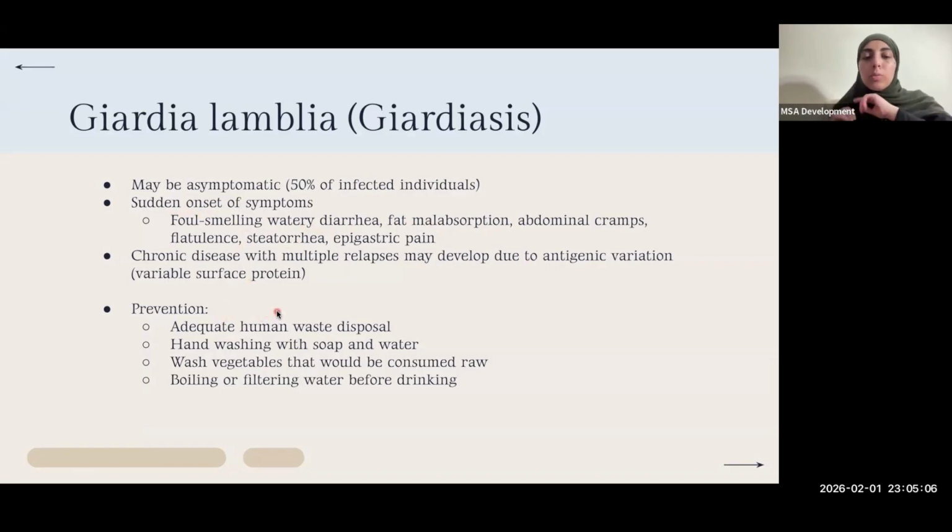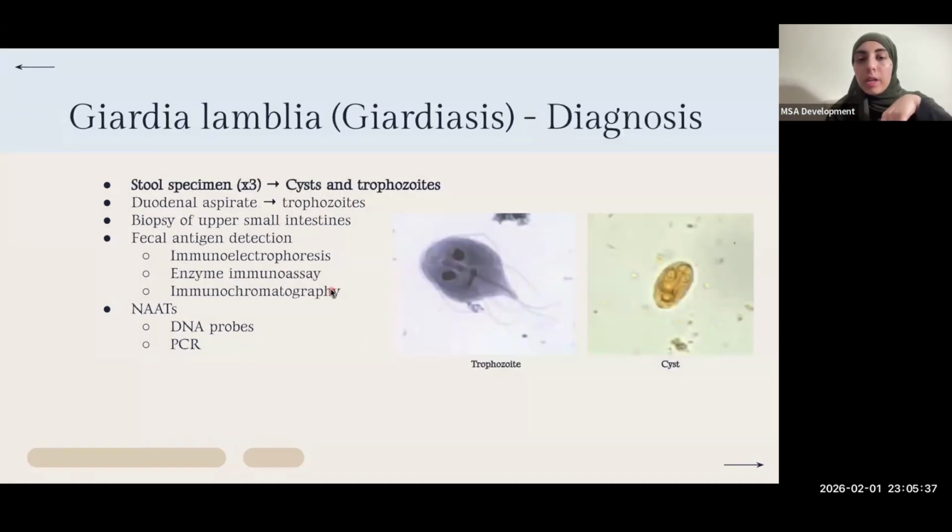How do you prevent Giardia? You need to properly dispose of human waste because if certain countries don't have proper disposal, like if the human waste and stool goes into the river or the drinking water, it contaminates this water, and then when someone drinks it, they get the infection. So you need to have proper disposal of waste. It's also important to wash hands, specifically with soap and water, and also to wash vegetables and boil or filter water before drinking.